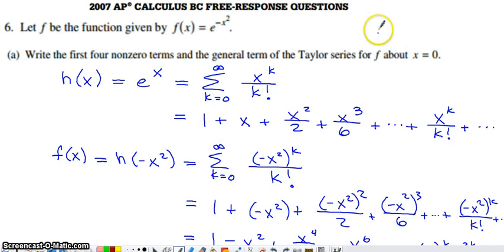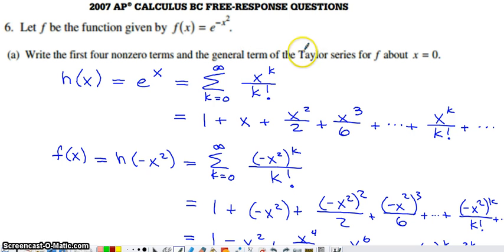So here we'll take a look at a problem from the 2007 BC exam. This was free response question number 6. It was a non-calculator question. And really all they gave us in the setup here is that we have a function f defined like this, e to the negative x squared.